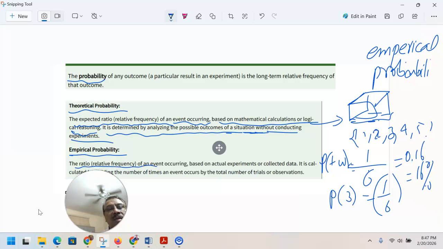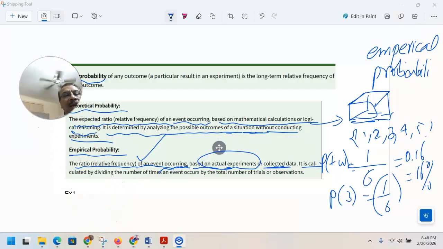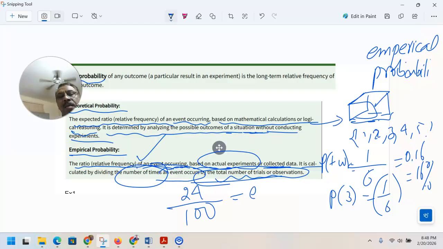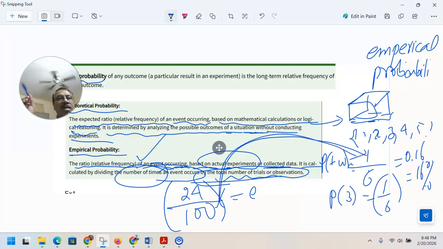Basically, it's a ratio or relative frequency of an event occurring based on actual experiment, hands-on activity, or calculated data. It is calculated by dividing the number of times an event occurs by the total number of trials. So the one that we did out of 100, remember it was 24. That's the empirical probability. But the empirical probability is going to be almost this only when you do increase the number of times the experiment is done. And I hope that helps.